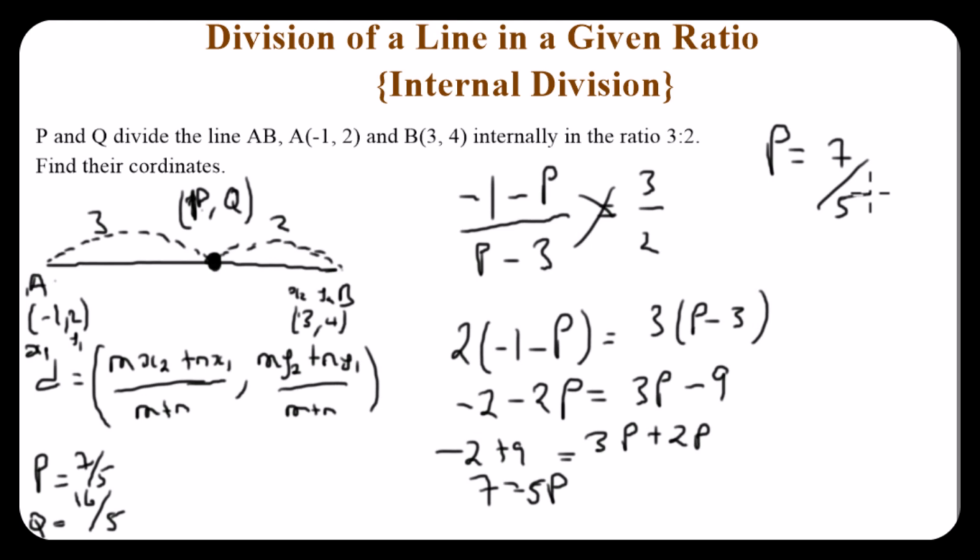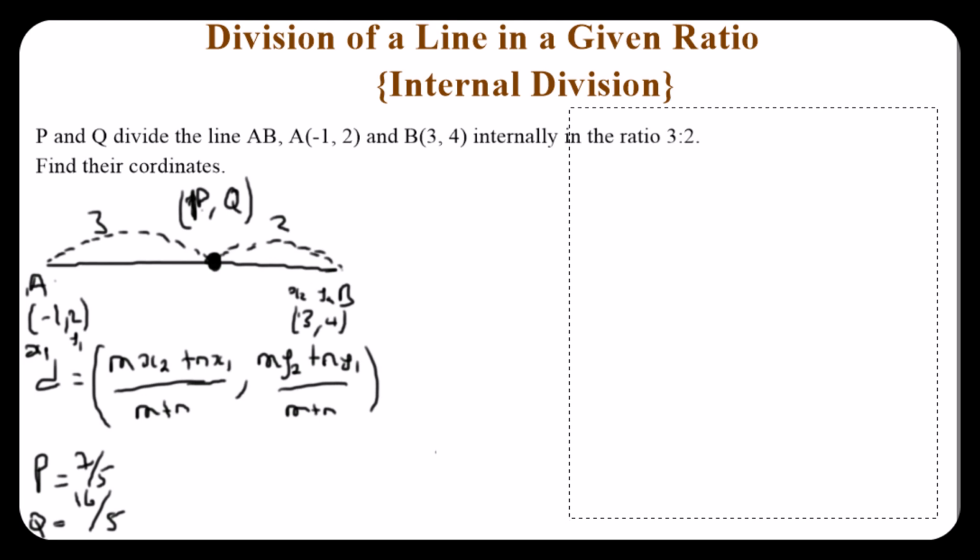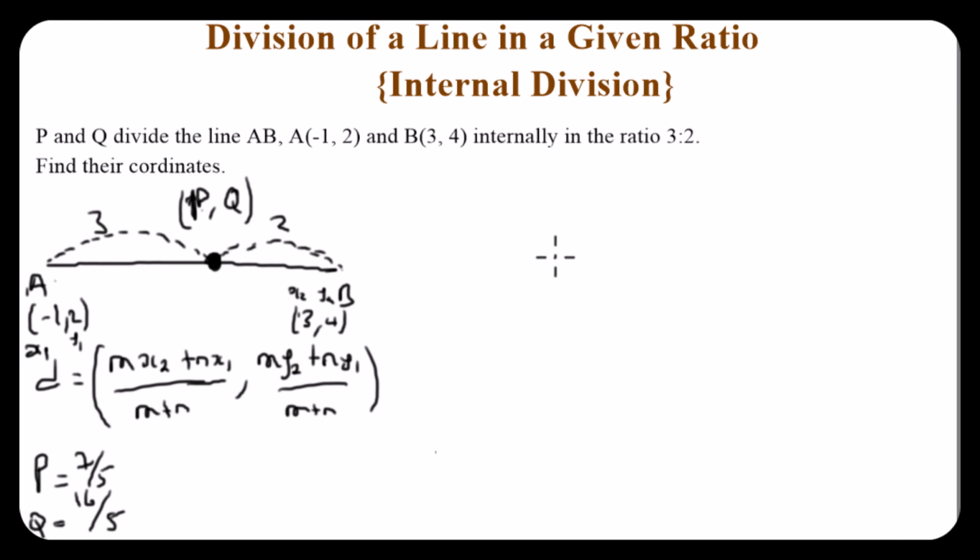So you can see we're getting the same P value we got when we applied the formula. Quickly, let's get our Q value using the direct approach and see whether we have the same answer. We want to do the same thing, but this time for the Y value. For the Y value, we say 2 minus Q over Q minus 4, and then we equate it to 3 over 2 also.